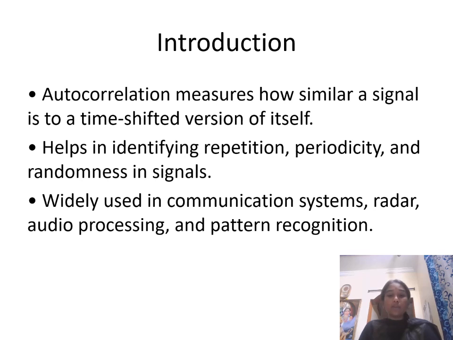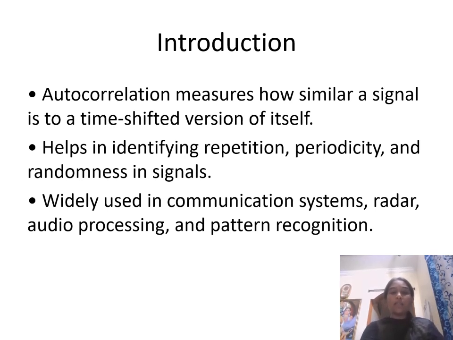If a signal looks almost the same when shifted in time, it means it has some repeating patterns. If it looks completely different, it means the signal is random. This makes autocorrelation extremely useful in areas like communication, radar systems, image processing, seismology, and speech analysis.